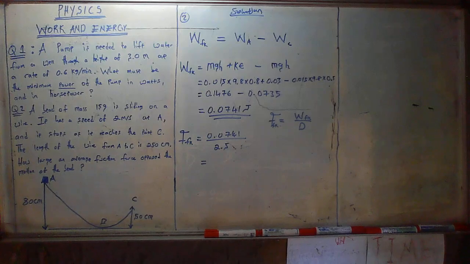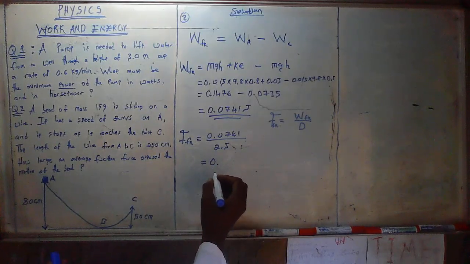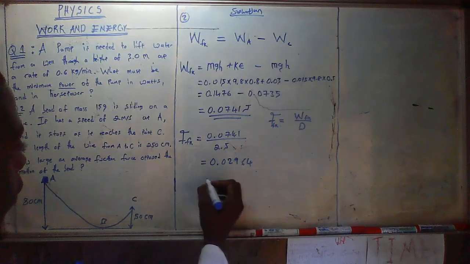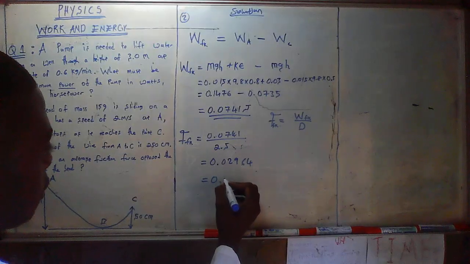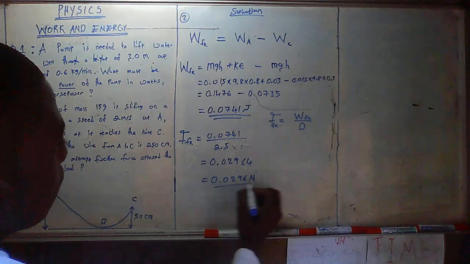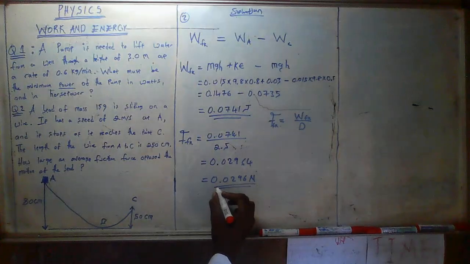Therefore 0.0741 over 2.5 gives 0.02964. So 0.0296 Newton. This is our final answer.